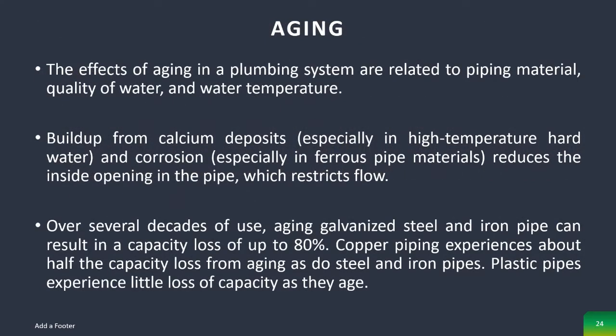Next is aging. The effects of aging in a plumbing system are related to piping material, quality of water, and water temperature. Build-up from calcium deposits and corrosion reduces the inside opening in the pipe, which restricts flow. Over several decades of use, aging galvanized steel and iron pipe can result in a capacity loss of up to 80%. Copper piping experiences about half the capacity loss from aging as do steel and iron pipes. Plastic pipes experience little loss of capacity as they age.